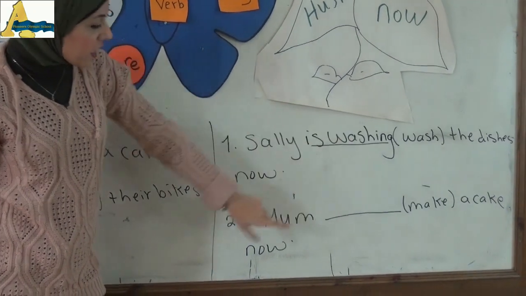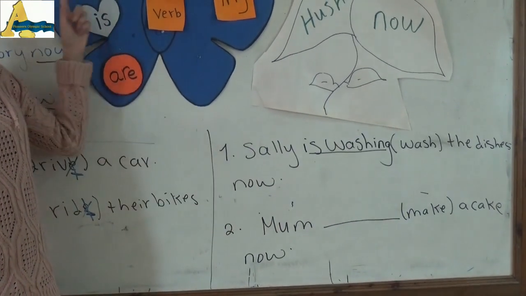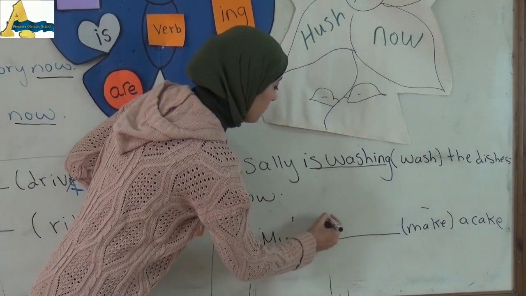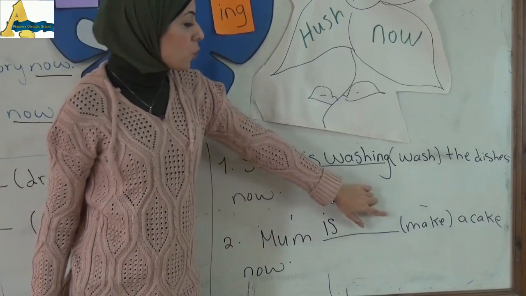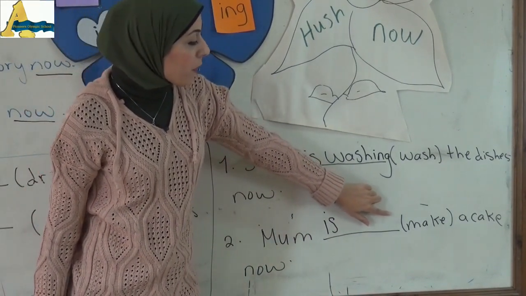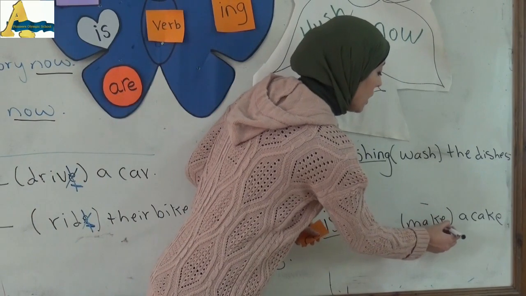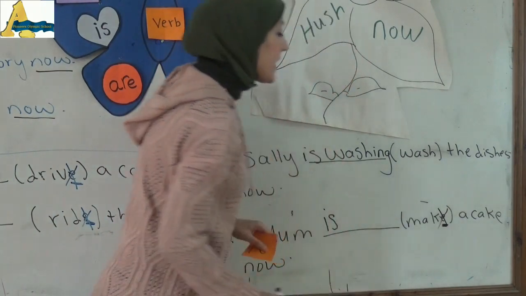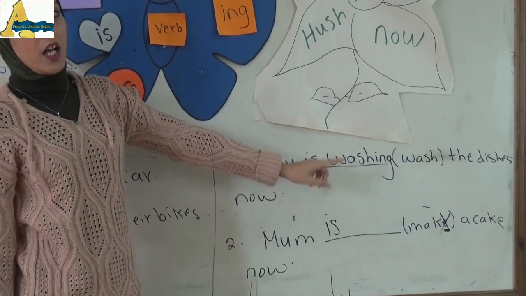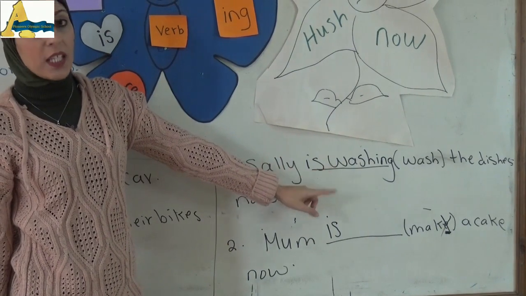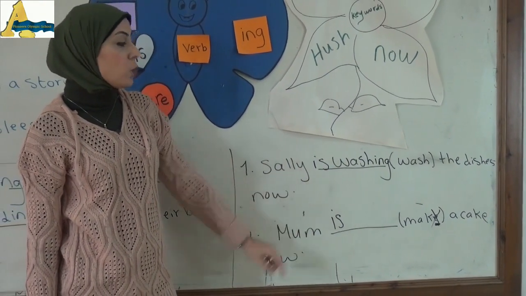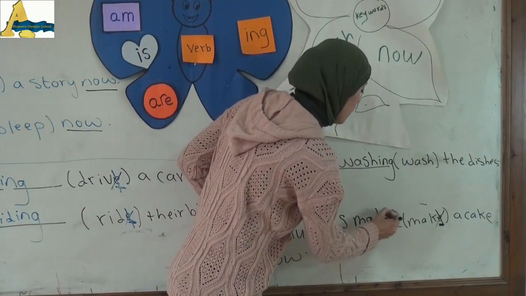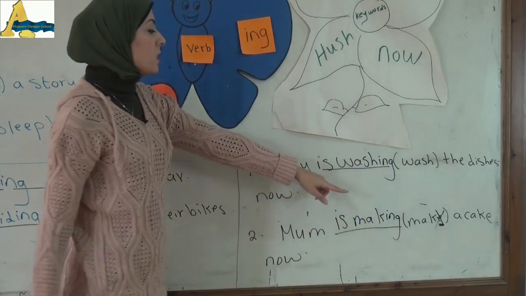Mom make a cake now. Mom is going to take am or is or are? Yes, mom is going to take is. This time I have to pay attention that the verb make ends with e. So, please underline e, and I want you all to cross the e. Excellent. We will cross the e, because I told you before, if the verb ends with e, we cross the e and we add ing. So, I'm going to write the verb without e, and I'm going to write the second wing, which is the ing.